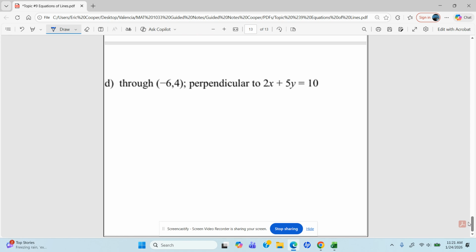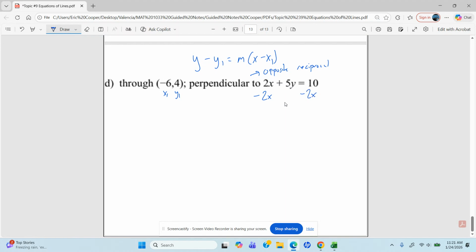Let's try it again on this last problem. Again, we're through the point negative 6, 4. So here's x1 and y1. Our goal is to be able to put it into point slope. We just need to be able to find a slope that's perpendicular to this. So we need something that is an opposite reciprocal to this. We're just going to solve this for y to be able to find the slope.